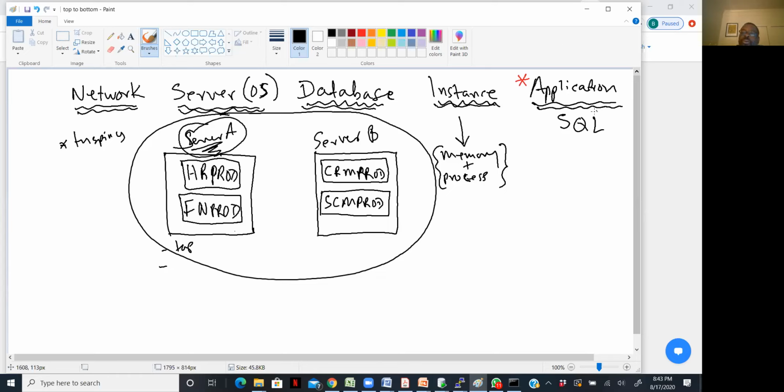What is a partition? It's a decomposition of large tables and indexes into smaller and more manageable pieces. A decomposition of very large tables and indexes into smaller and manageable ones.